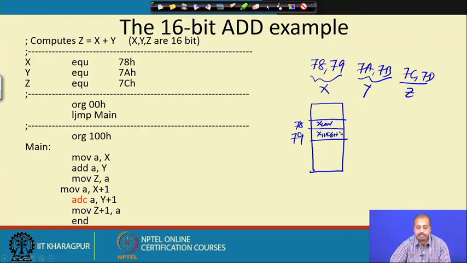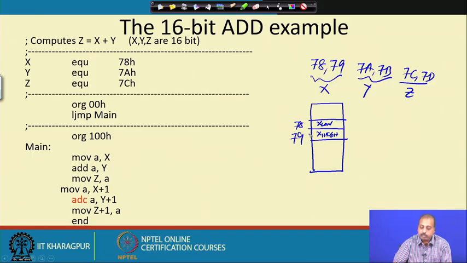So, first the lower bytes are to be added. The content of memory location 78 comes to A, and then add A comma y. This will add the content of memory location 7a to the accumulator, and whatever the result is, we store it at location 7c hex. Then the content of memory location x plus 1, that is, x is 78, so 78 plus 1, 79.